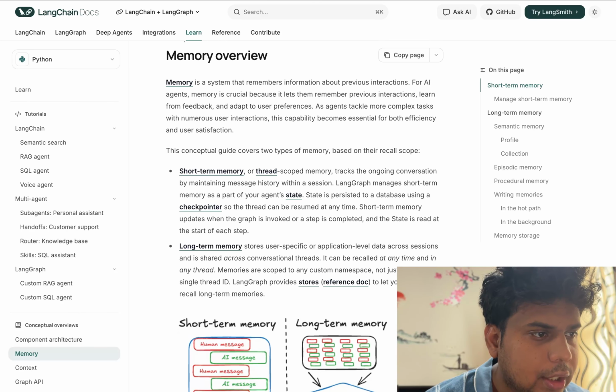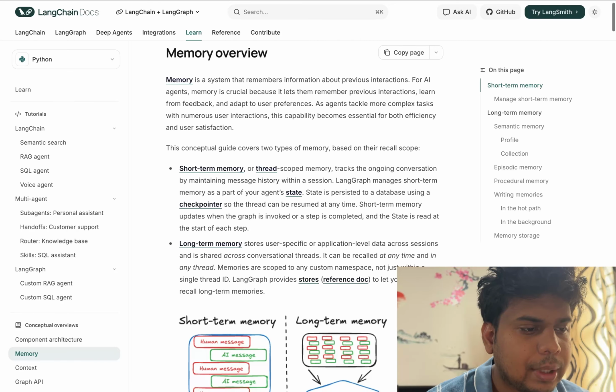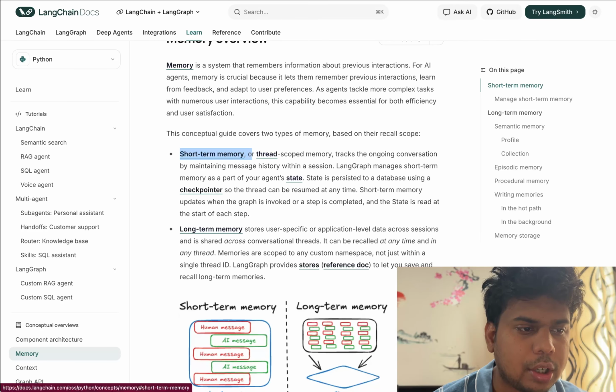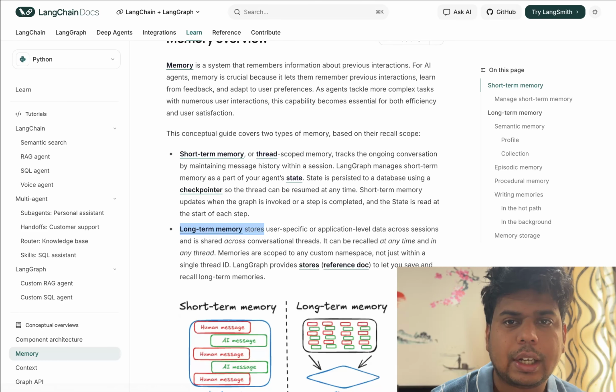So currently we are looking into the LangChain docs, which is basically LangGraph. You can make use of memory in any framework you're using. Every framework has their own version of memory, but a few things remain constant. What do I mean by that? There are two main concepts: one is short-term memory and one is long-term memory. These two concepts are sort of retained in every framework that you use.